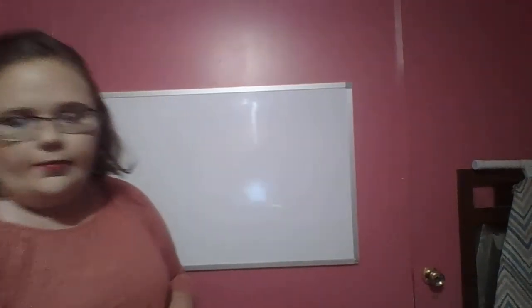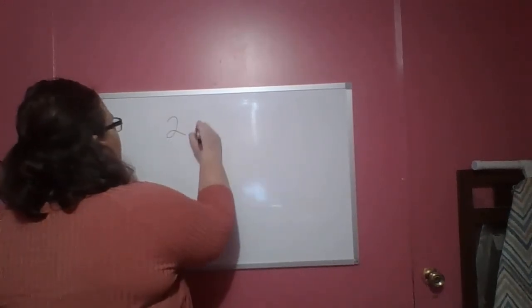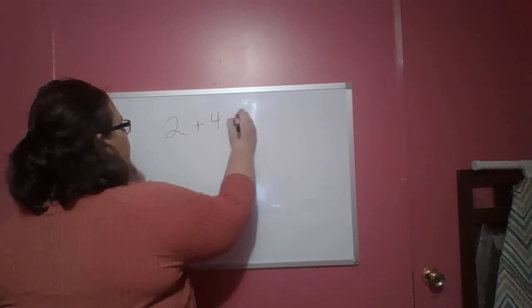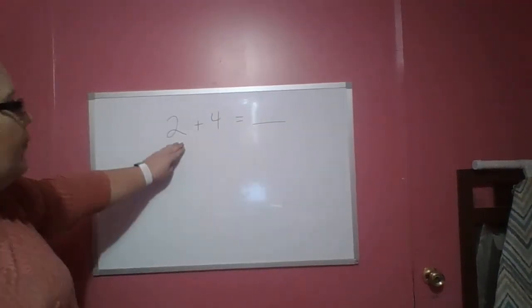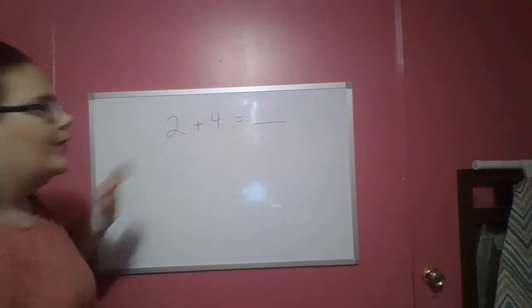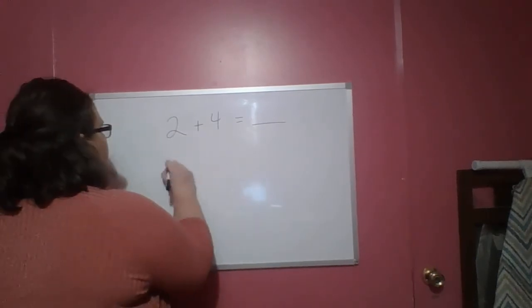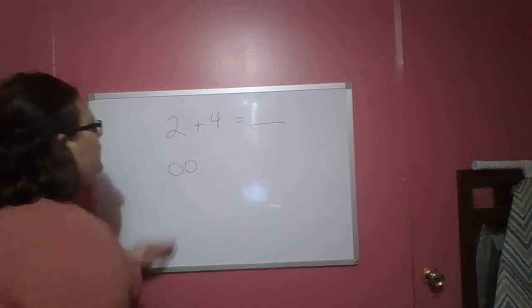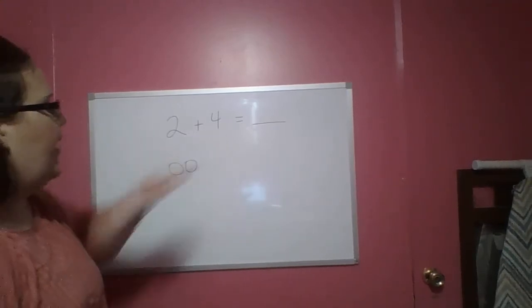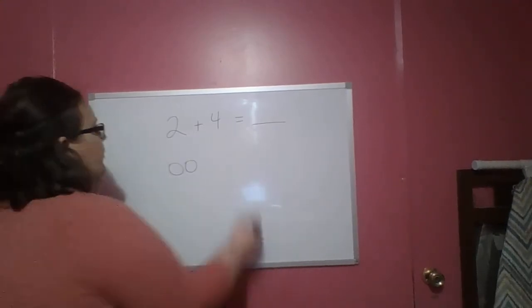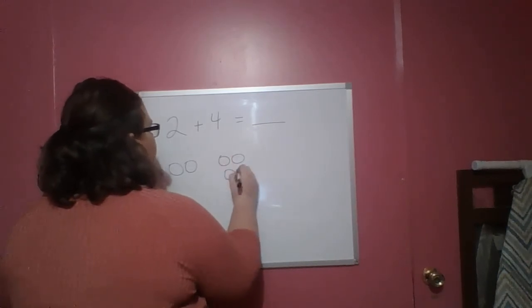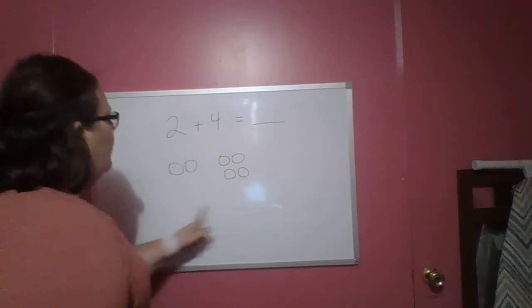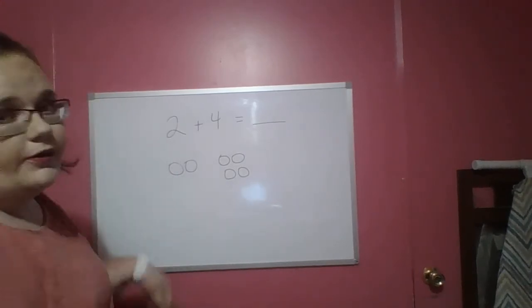So the next problem is 2 plus 4 equals blank. So the first number we have is the number 2. So we're going to draw 2 circles. The second number that we have is the number 4. So we're going to draw 4 circles. 1, 2, 3, 4. So now we're going to count both sets of circles.